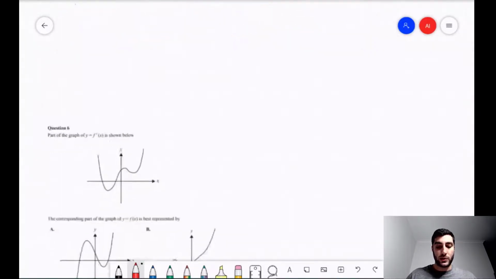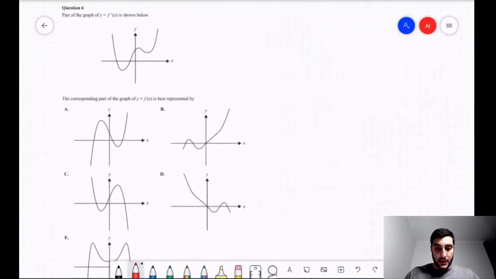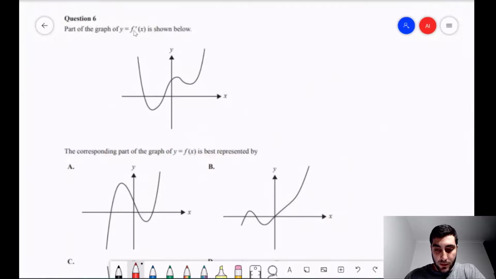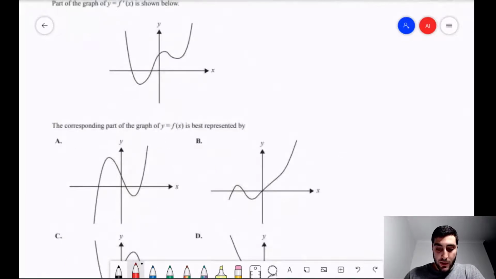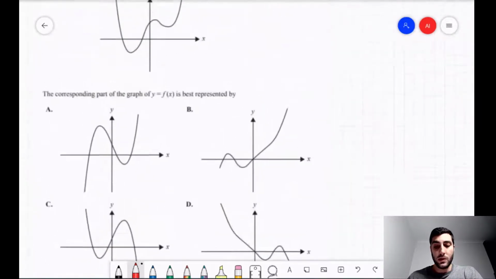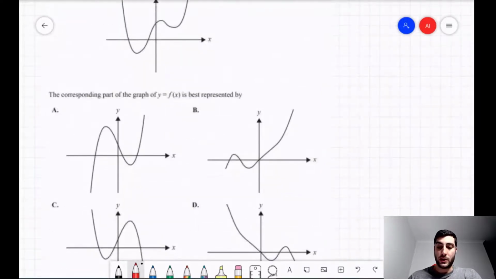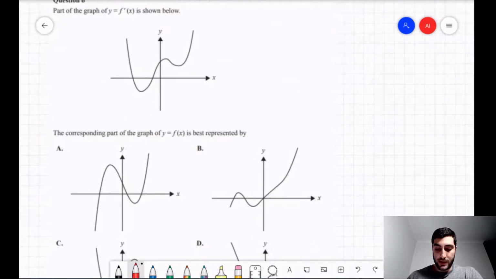Great, moving on to question 6. So question 6 here, I'll just zoom in a little bit. Part of the graph of y is equal to f dash of x is shown below. So straight away we know this is the derivative function, or the gradient function. The corresponding part of the graph of y is equal to f of x is best represented by, and we've got options A through E. So we're given the derivative, and we want to work out what the original function is. So what's the easiest way to work this out?